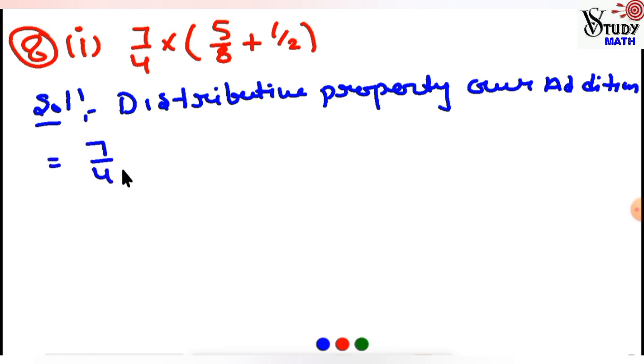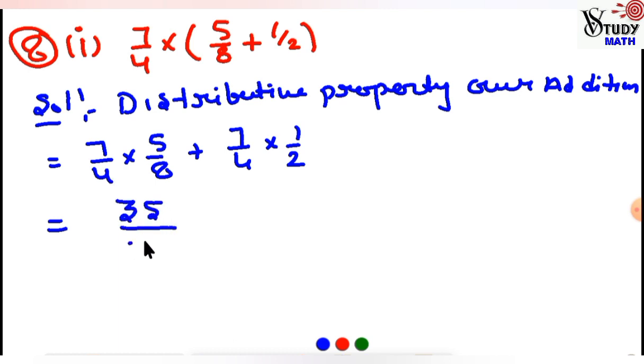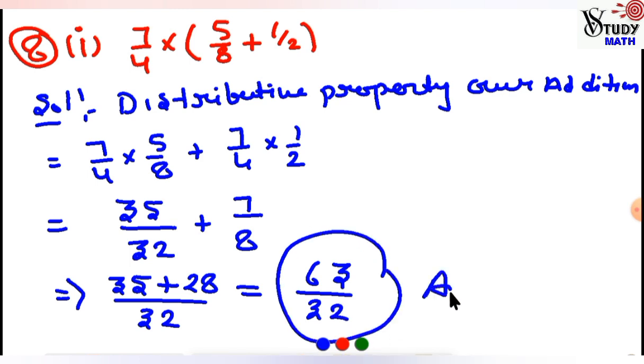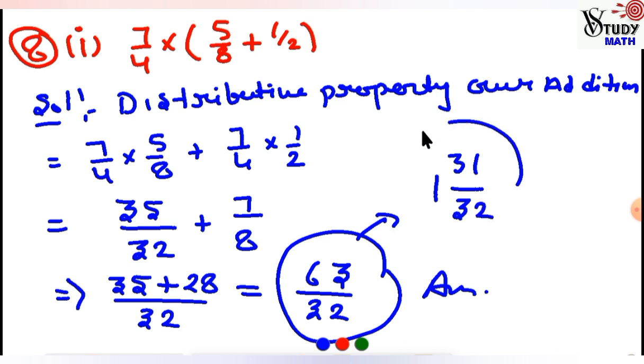Now 7 by 4 going to multiply 5 by 8, positive 7 by 4 going to multiply 1 by 2. Now is there any common factor in the first term? No. So 35 upon 32 positive 7 upon 8. The LCM will be 32. So 35 positive 8 4 ja 28. So the final answer we have 8 and 5 3, 13, 1 is carried forward, 5 and 6 32. This is the answer of this problem. In your book, because it is an improper fraction, we have to convert it into a proper fraction. This may be the answer, 1 and 31 by 32.